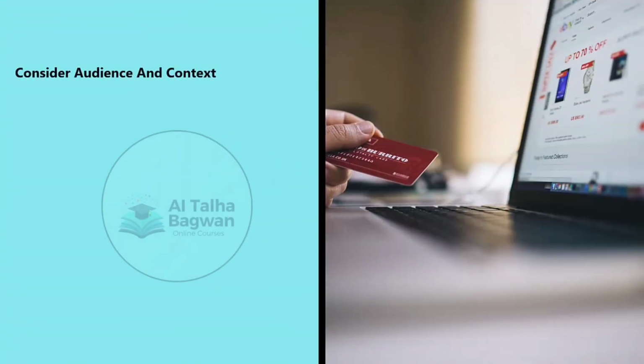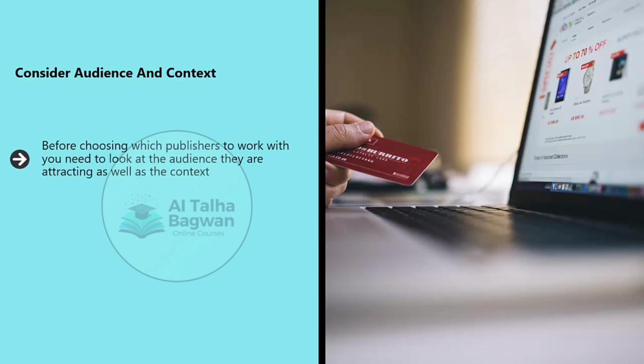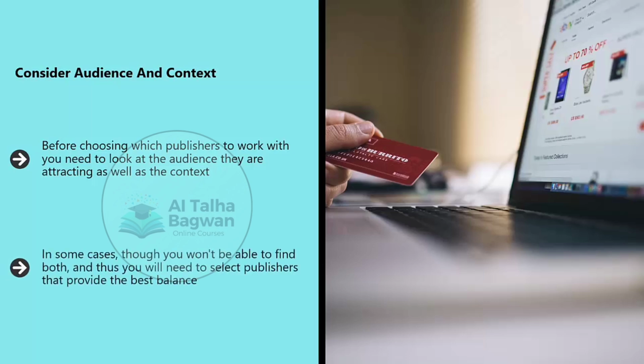Consider audience and context. Before choosing which publishers to work with, you need to look at the audience they are attracting as well as the context. The ideal partner will be a site that writes about topics related to yours and targets the precise same demographic you are. In some cases, though, you won't be able to find both, and thus you will need to select publishers that provide the best balance.